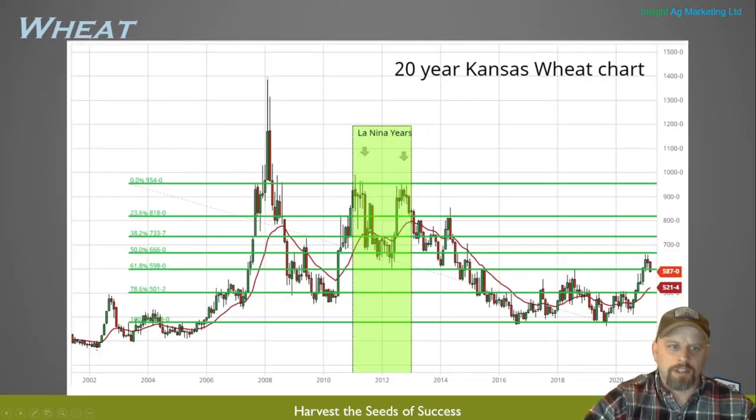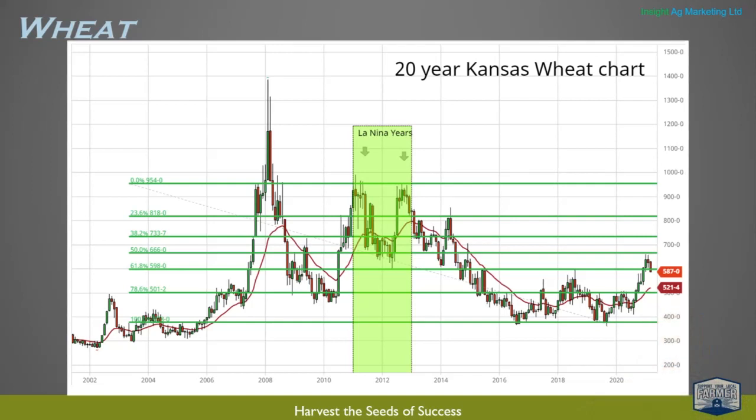So we'll just look at this little chart here. As you can see, the 20-year Kansas wheat chart. And obviously in 2011, 2012, high wheat prices. Then obviously our production gets better. You can see 2017 and onwards, high production, high ending stocks to production ratio. Prices are not doing any good at all.